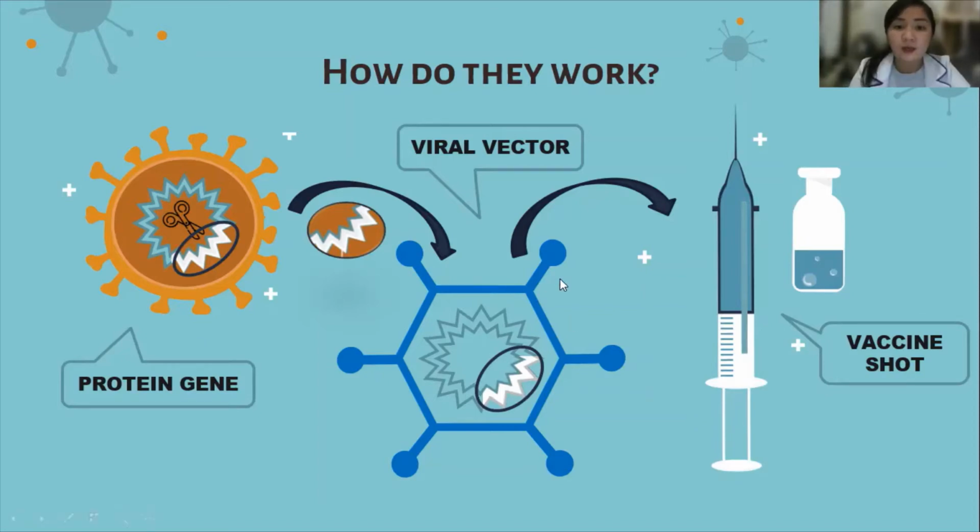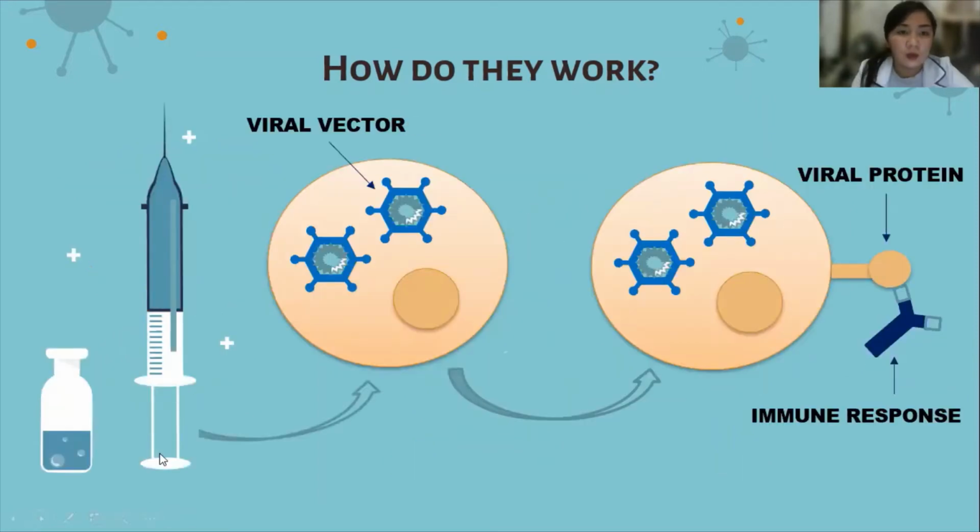As you can see in this picture, this is an adenovirus vector where inside there is the gene of the spike protein. And then our vaccine will have these viral vector particles for this vaccine type. So our vaccines now contain these viral vector particles, and once inside our cells, the virus spike protein will be produced and then triggers an immune response in our bodies.